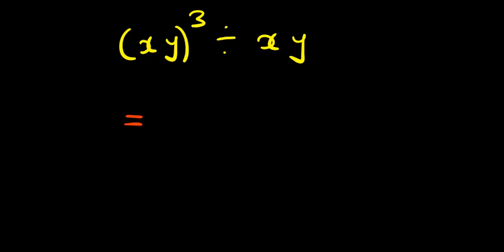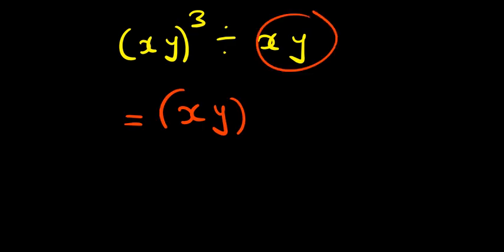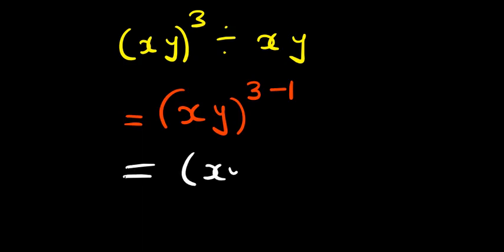Then what do we now do? So we are going to have x, y. Here we have 3. Here we haven't been given any power, so the power there is 1. So what do we do to the powers? We subtract them because we are dividing. So we are going to have 3 minus 1 as the power. Let's solve the powers: 3 minus 1, that is a 2.